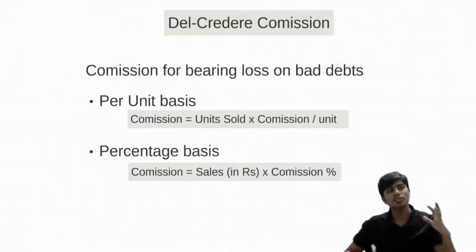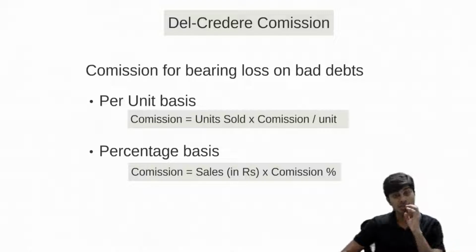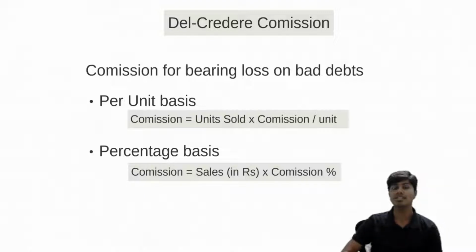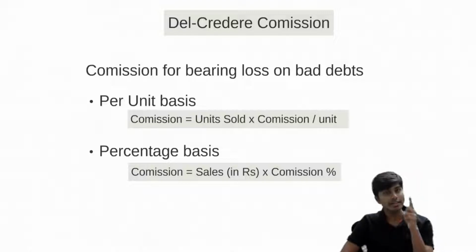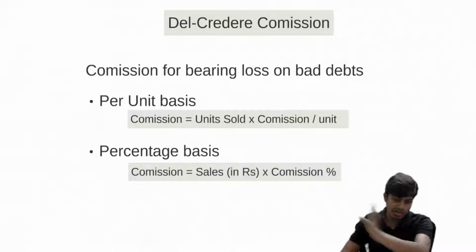I know all of you would say, sir, credit sales. That answer is absolutely wrong. It is not credit sales. If you have thought the answer is total sales, you are right. Del credere commission should be computed on total sales and not credit sales. You might ask the reason why.